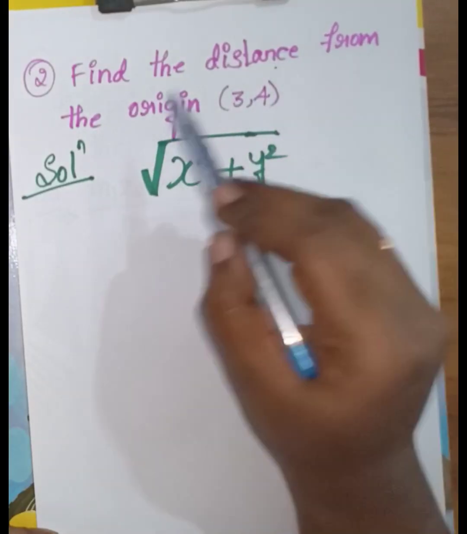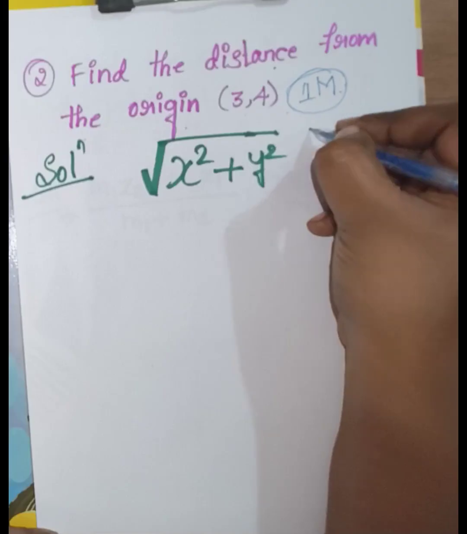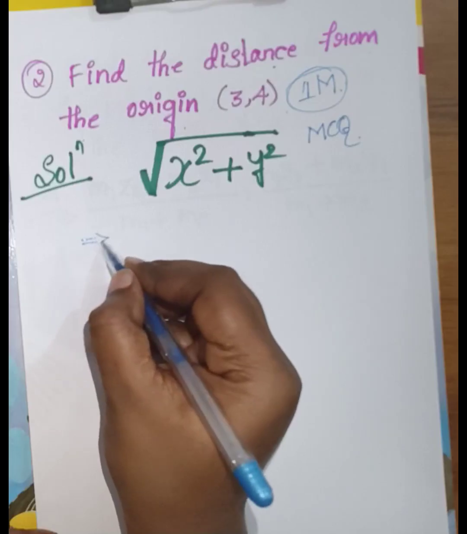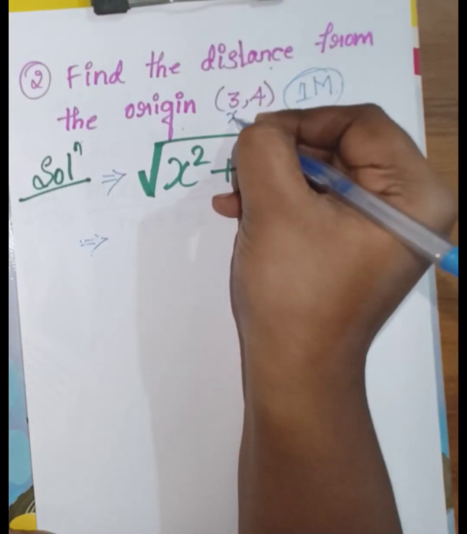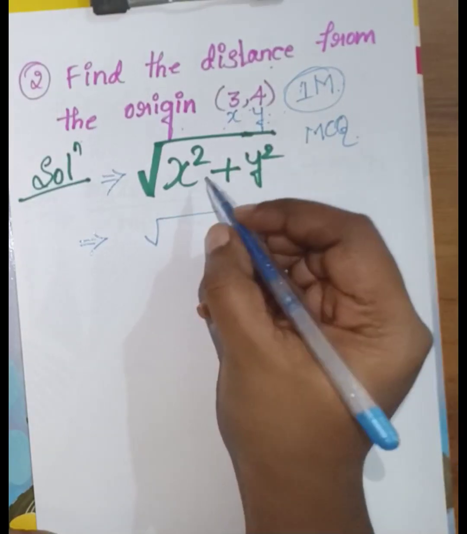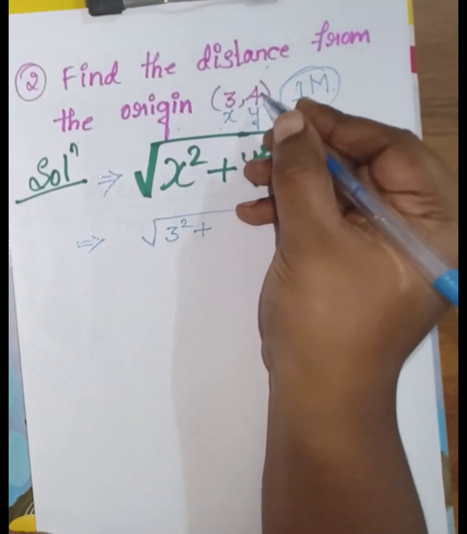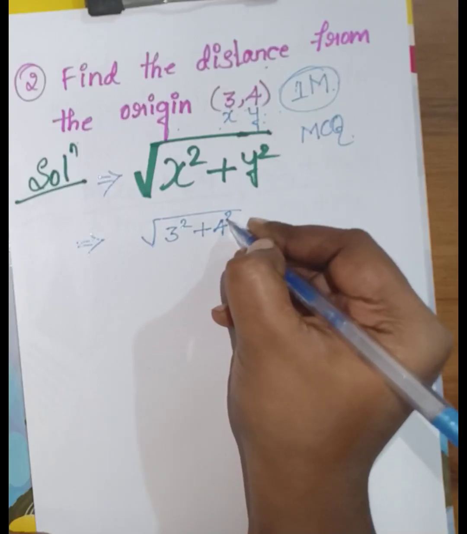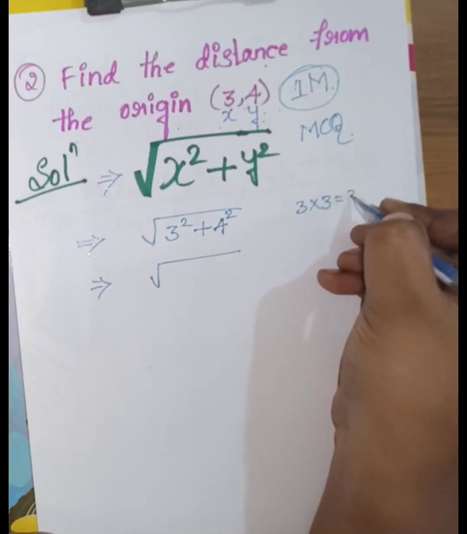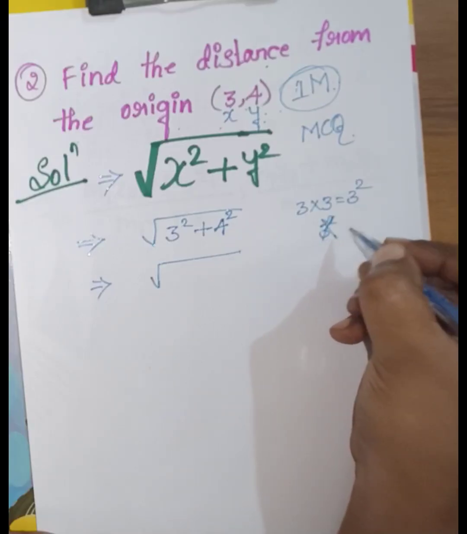Find the distance from the origin to 3, 4. It carries 1 mark in MCQ. They always ask this question in MCQ. So let's start. If any numbers they give, you should consider them x, y. Now x square: the place of x is 3 square, plus y means 4 square. 3 square is how much? 3 into 3 is 3 square. Don't do 3 into 2. This is wrong.